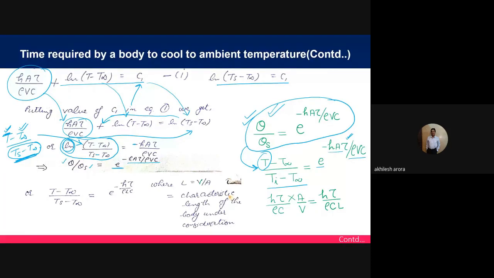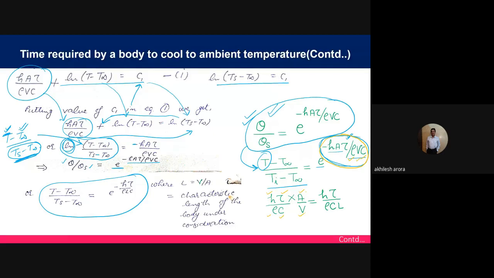Now let us focus on one more important thing here. This is the final expression once again. Now what change has been done in this particular case? Let us try to see this expression, just focus on the right hand side. What we have written is h a tau. So this is h, this is a, this is tau. In the denominator it is rho c and v.